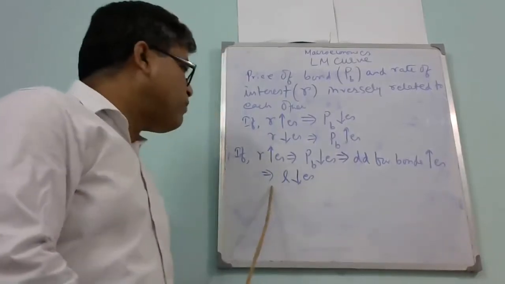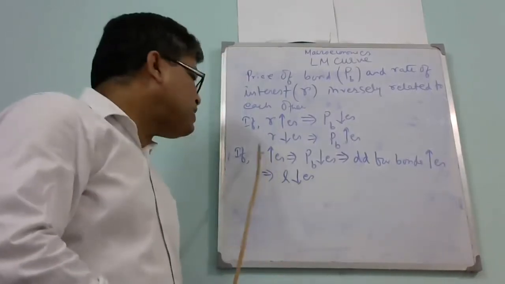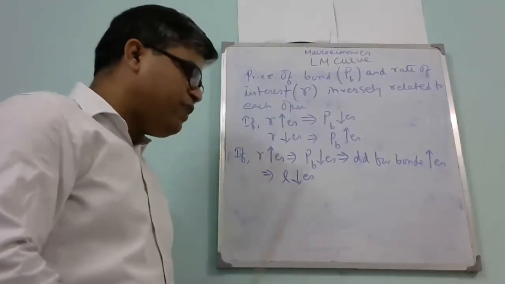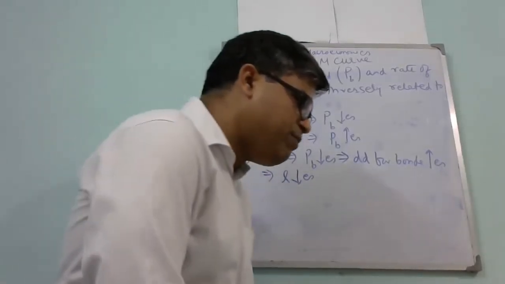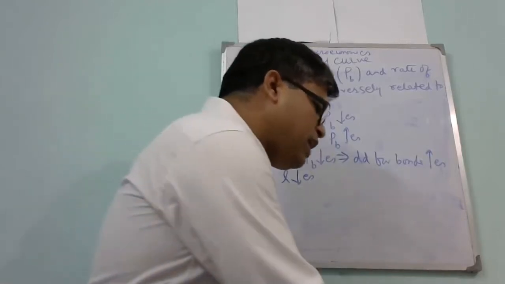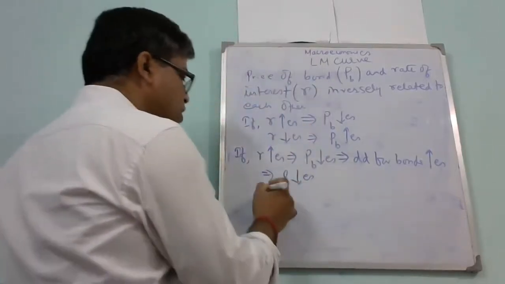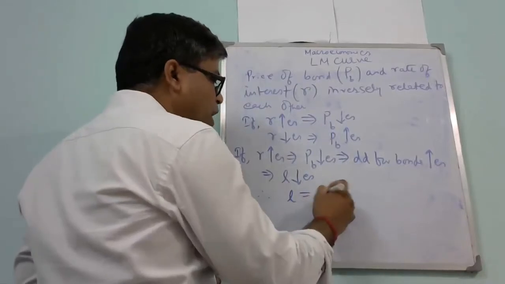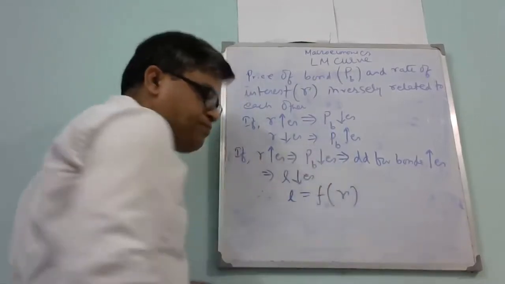Then the speculative demand for money increases. So we see that there is an inverse relationship between the rate of interest and speculative demand for money. So we can write it down like this. Therefore, speculative demand for money is a function of the rate of interest.